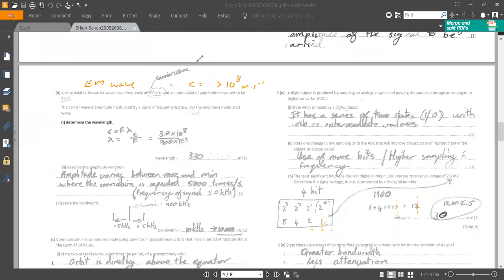It's not 8, it is 10 to the power 8. So to use our wave equation, c, the speed of light, is frequency times lambda. We want the wavelength, so again, it is your speed divided by the frequency. Remember, kilohertz is times 10 to the power 3, and that gives us a wavelength of 330, right?